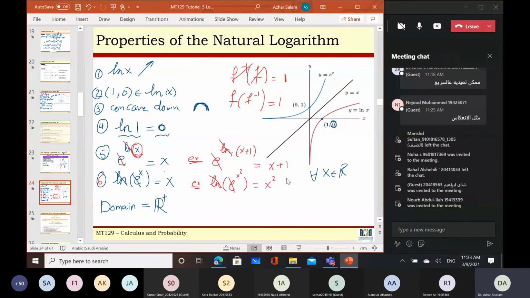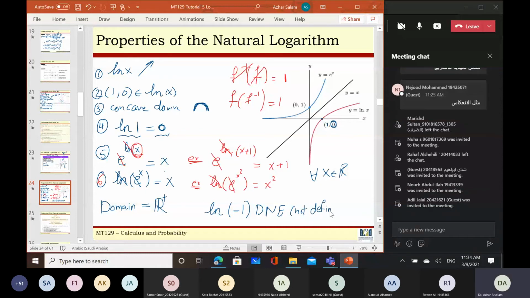The domain is only the positive numbers. So the natural logarithm for any negative number, for example minus one, is not defined, does not exist. And also ln of zero is not defined, does not exist. So to find the domain, I have to find only the positive values of what is inside the ln.